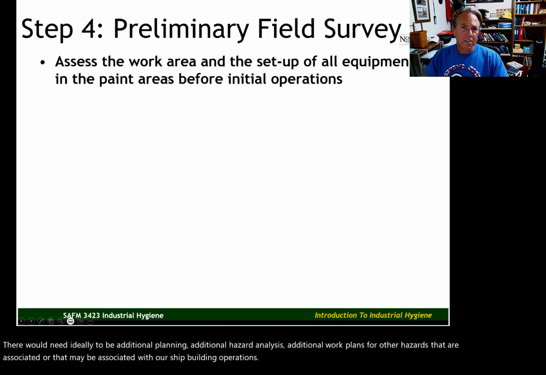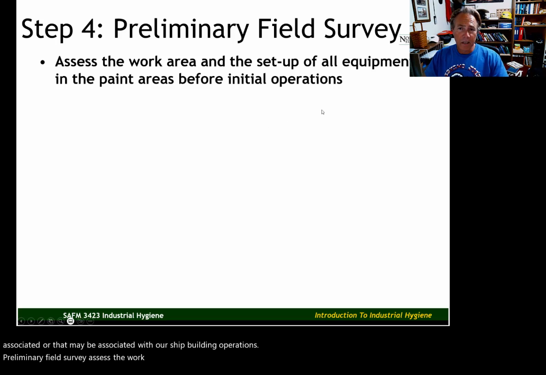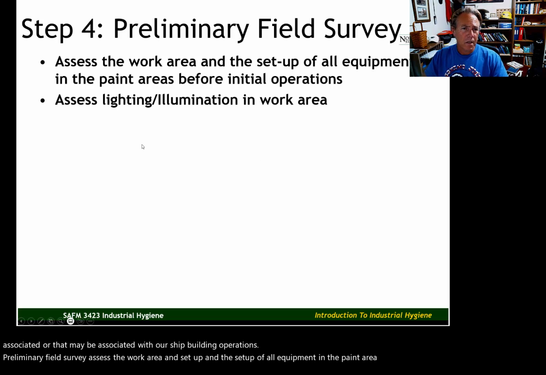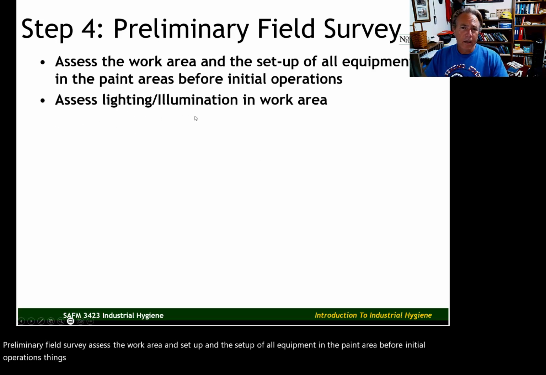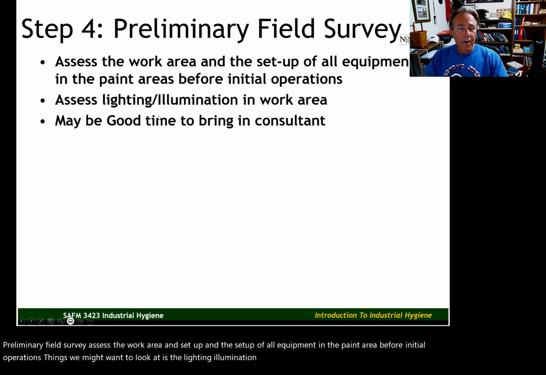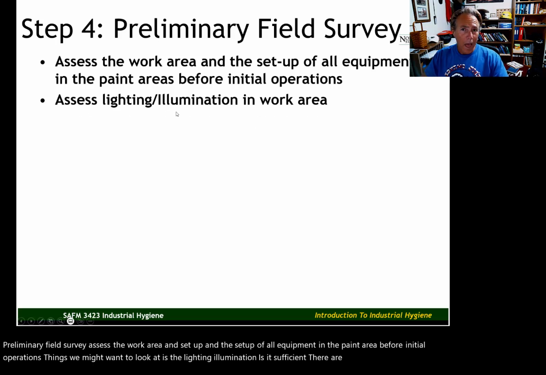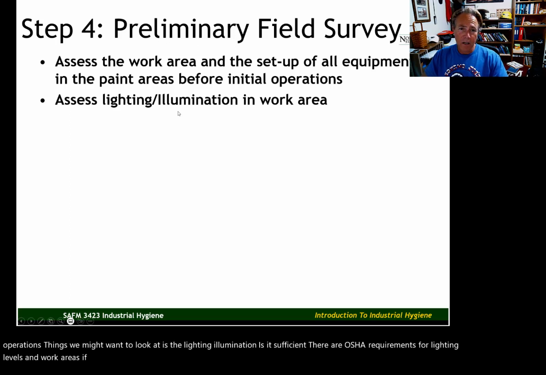Preliminary field survey. Assess the work area and the setup of all equipment in the paint area before initial operations. Things we might want to look at. Is the lighting, illumination, sufficient? There are OSHA requirements for lighting levels in work areas. If our work area is not properly illuminated, companies could receive a citation.